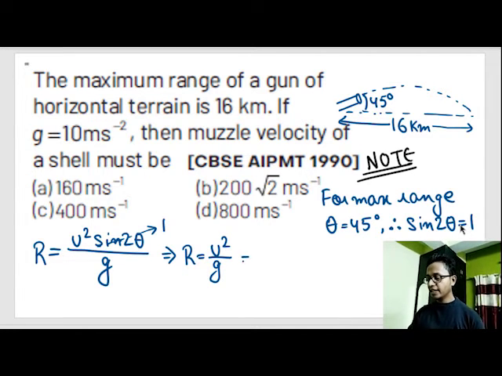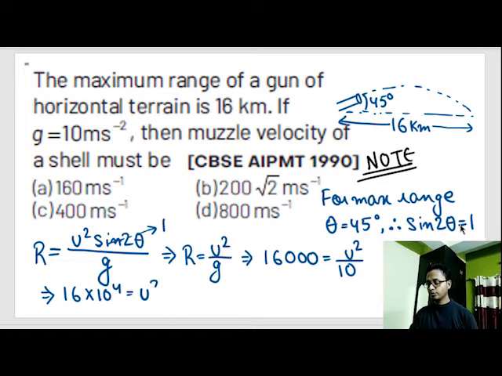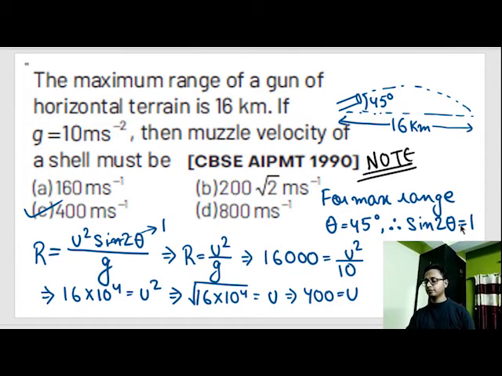The range is given as 16 kilometers, and we have to convert that kilometer into meters. 16,000 meters is equal to u squared by 10. Or 16 into 10 to the power 4 is equal to u squared. Now if you take the square root of both sides, we get u is equal to 400. So our correct option is option number C.